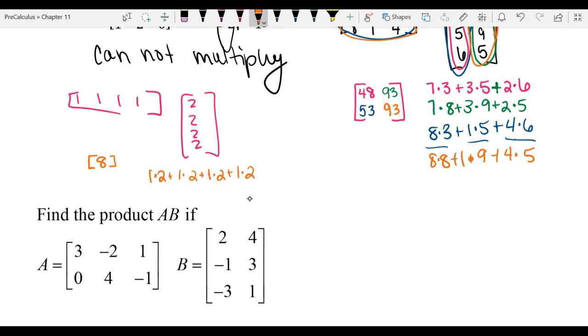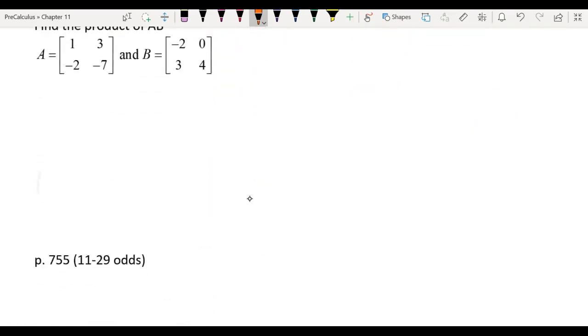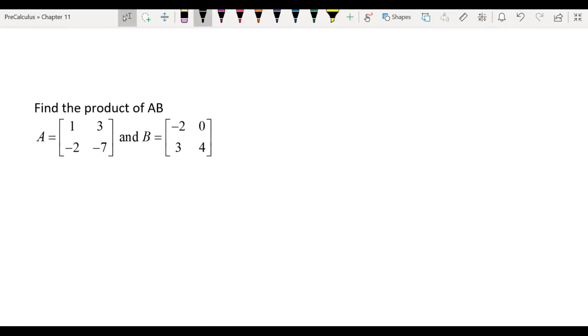Okay. There is one more thing we need to cover about matrices, and it's not in your notes, so you're going to have to add it. And that is if they tell you to find your determinant. Okay? It is called a determinant.